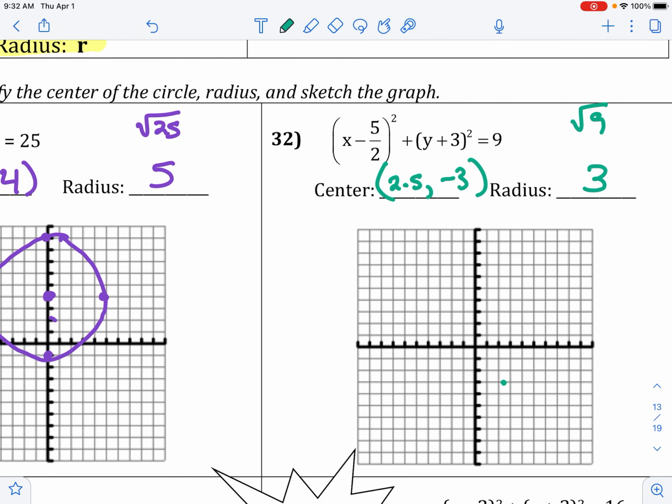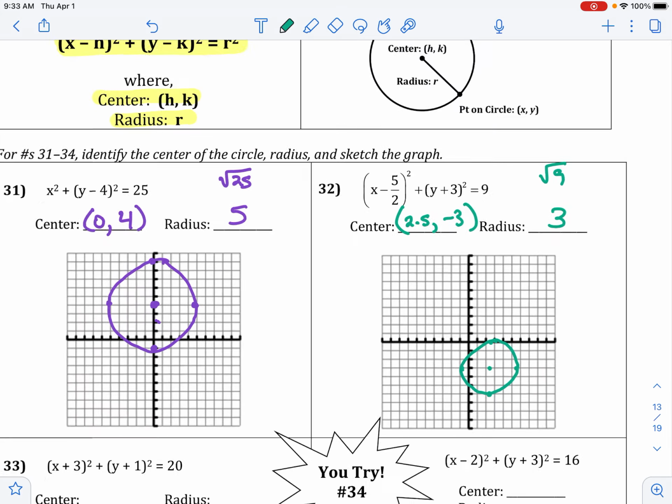Let me make this a little bigger so we can see it. And then we have to go out 3 in all directions. So there's a point 3 to the right, 3 up, 3 to the left puts us right there, and then 3 down, right there. So a little bit smaller circle this time. And there we have it.